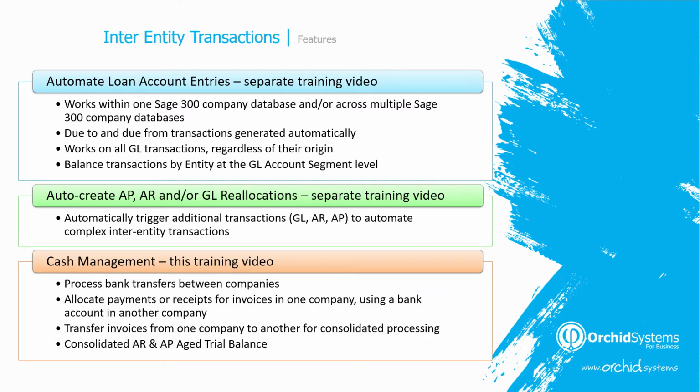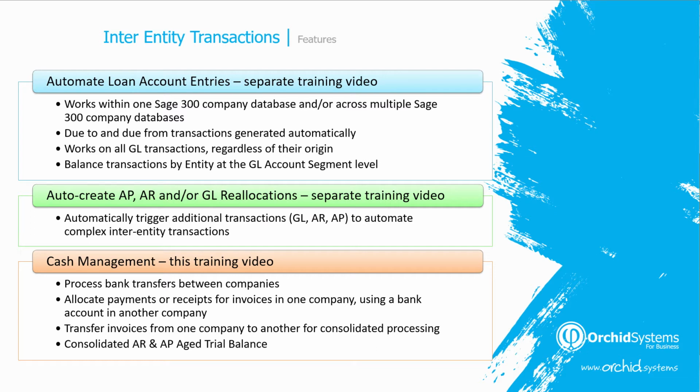Inter-entity transactions also provides cash management across multiple databases, and this is what this training video covers. It allows you to process bank transfers between companies. You can also allocate payments or receipts for invoices in one company using a bank account in another company. You can also transfer invoices, accounts payable and accounts receivable, from one company to another company for consolidated payment processing.